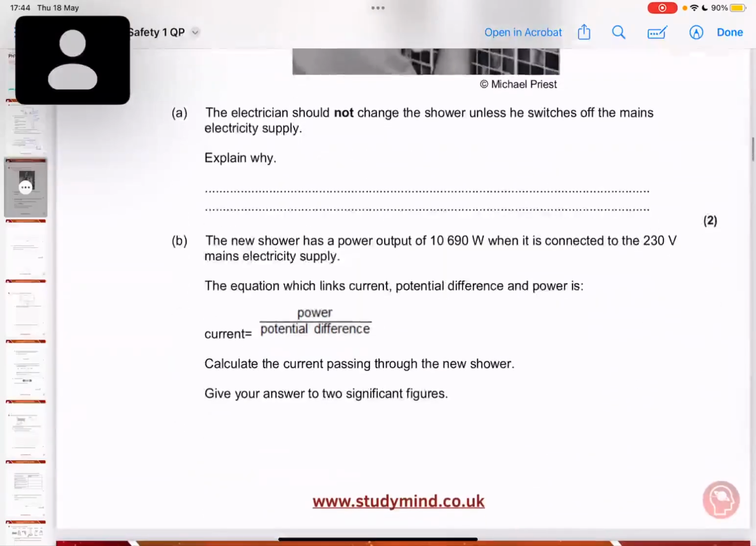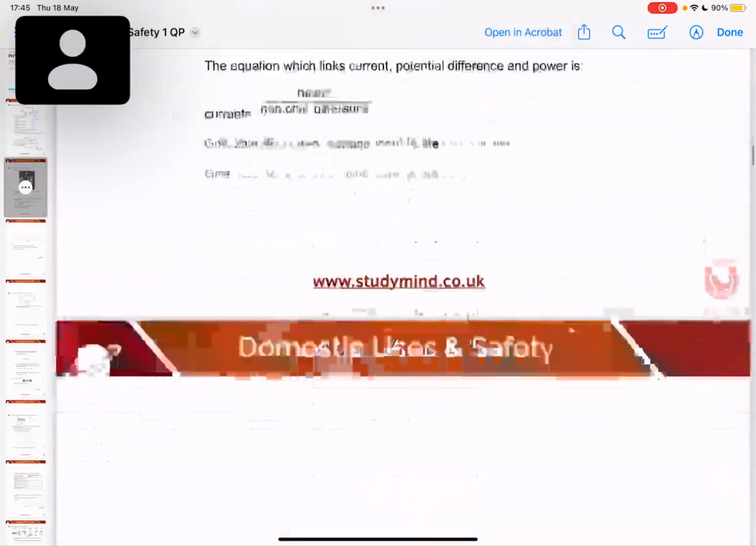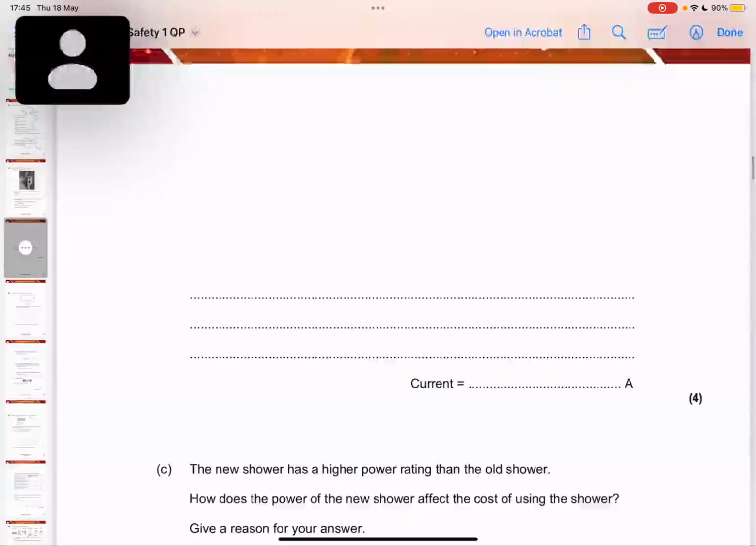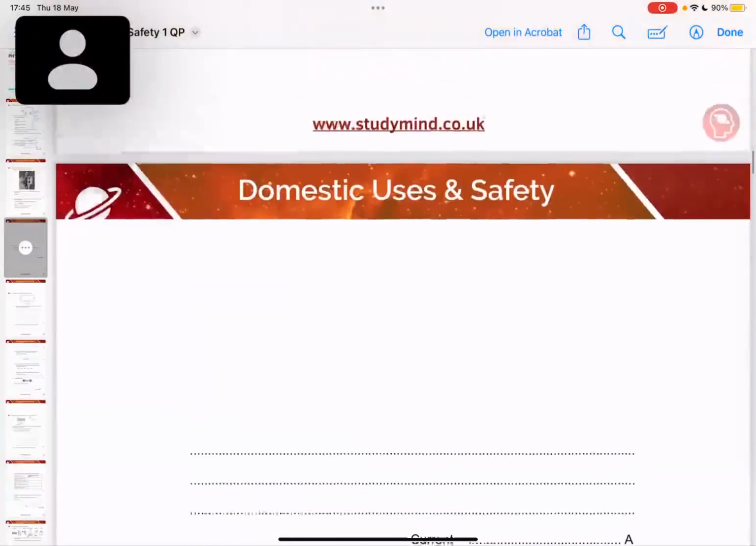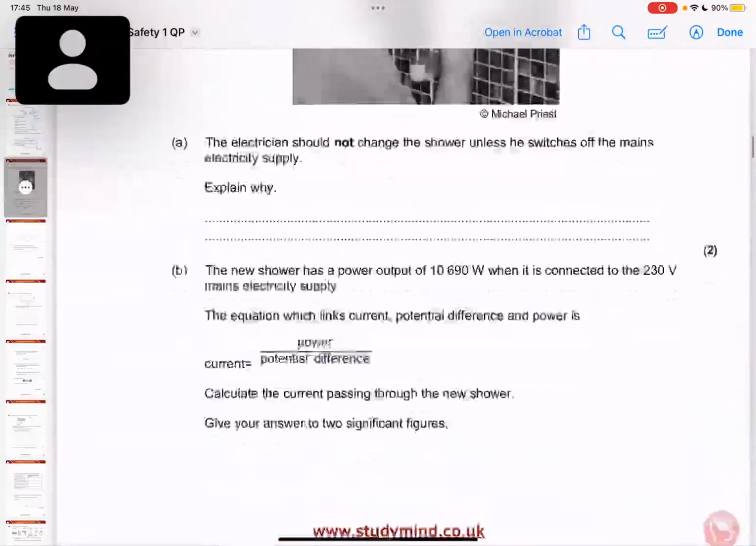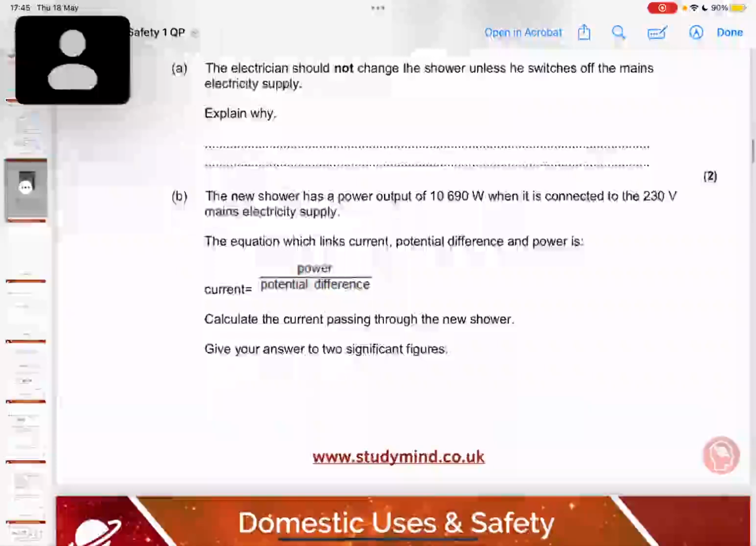Perfect. So they've said then that the new shower has a power output of 10,690 watts when it's connected to the 230 volts mains electricity supply. And they've given you the equation again. Can you please calculate the current that passes through the new shower and give it to 2 significant figures? And that is a 4-mark question. So I'll go back here so you have all the values that you need.